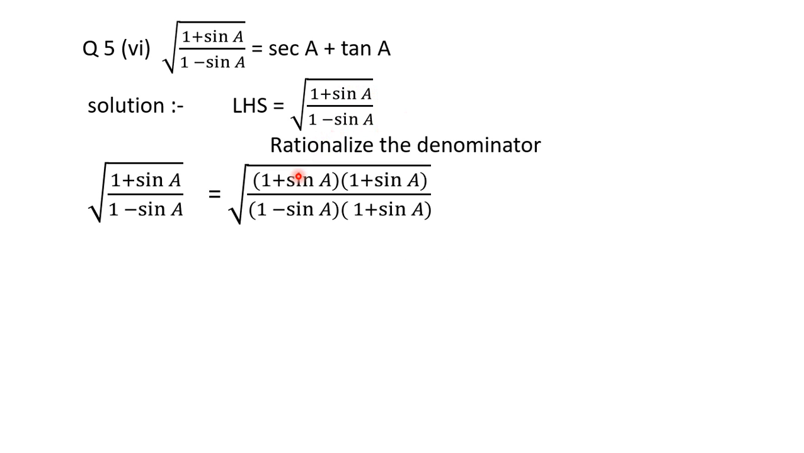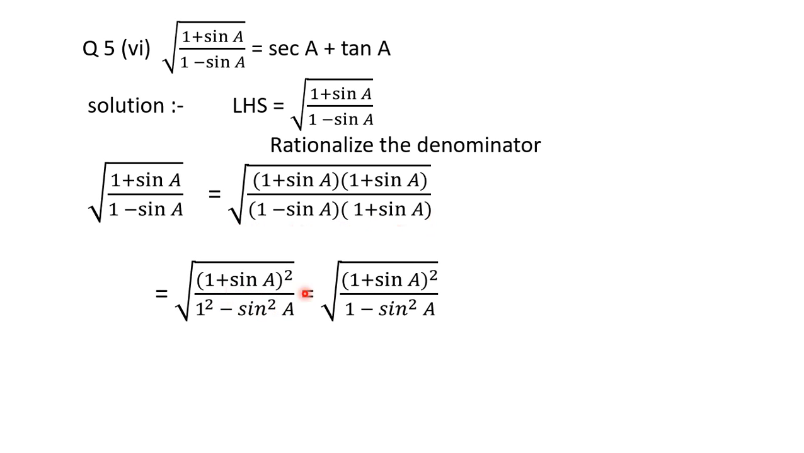So by rationalization of the denominator we get under root 1 plus sine a into 1 plus sine a upon 1 minus sine a into 1 plus sine a. Here the same quantity is multiplied two times, so we can write 1 plus sine a whole square. In the denominator, the same quantity is in one bracket with the negative sign and in the second bracket with the positive sign, so it is the identity a minus b into a plus b, which becomes a square minus b square.